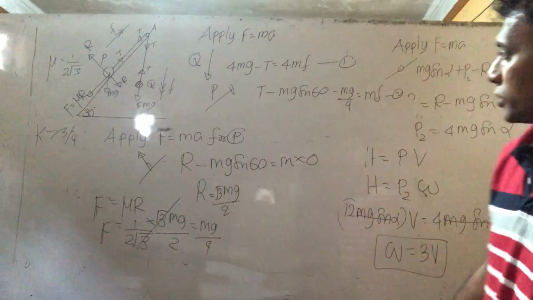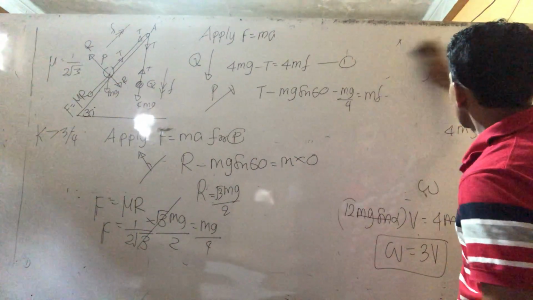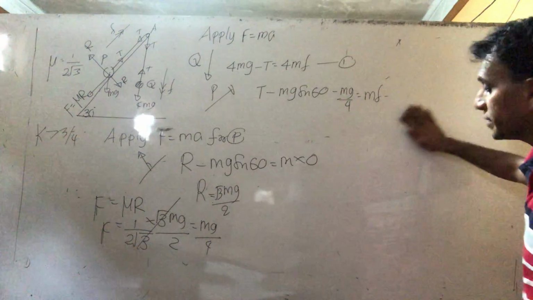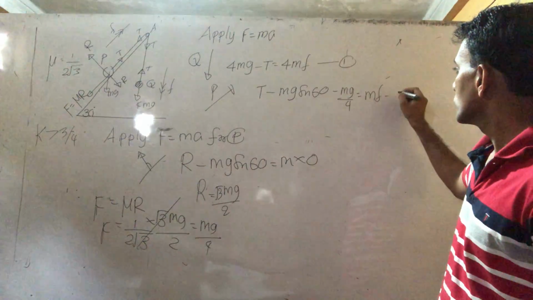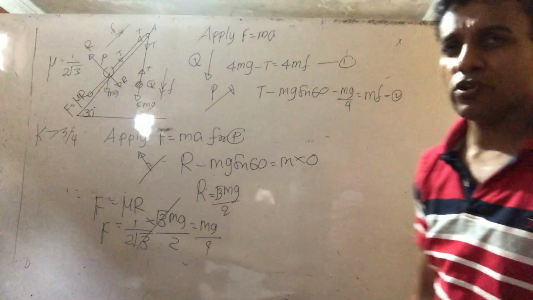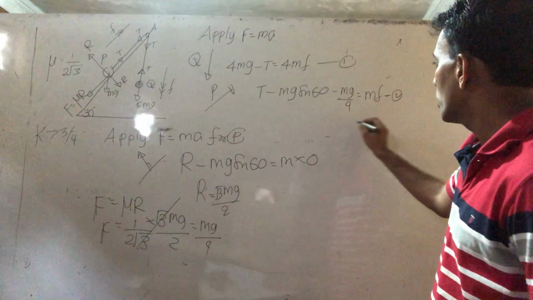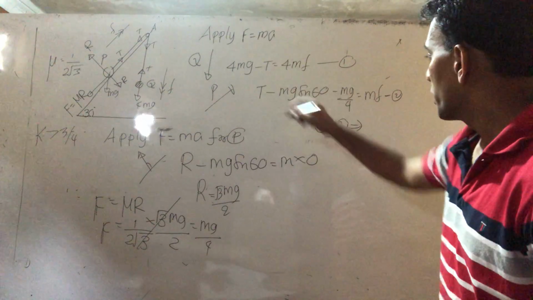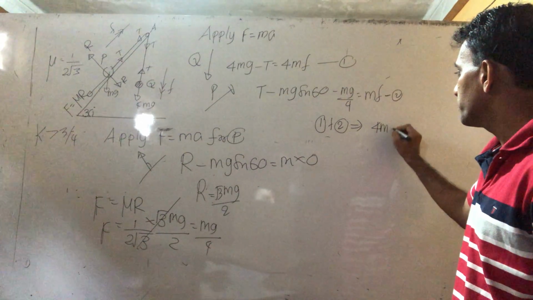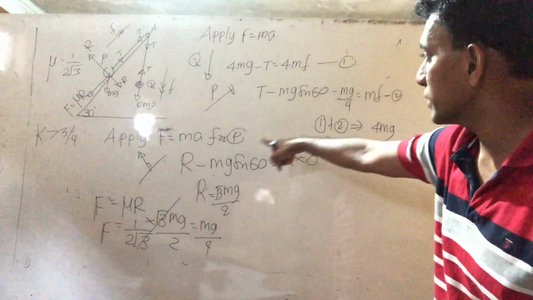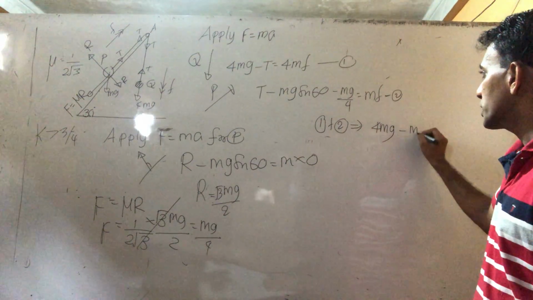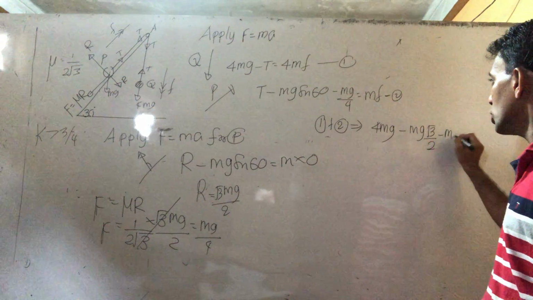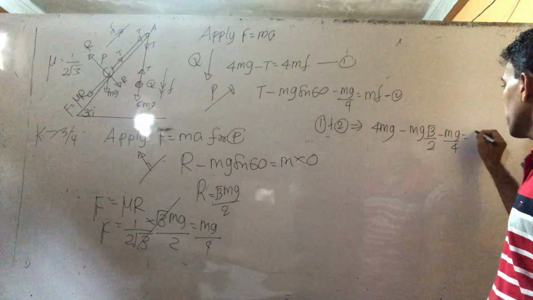Now the solving idea: use pure mathematics. Solve the system of equations and complete the answer. So try to remove the T. If you remove the T, you can get the answer. Add 1 and 2. The 4mg minus T plus T cancels, but then minus mg sin 60, root 3 by 2, minus mg by 4, on the other side 5mf.